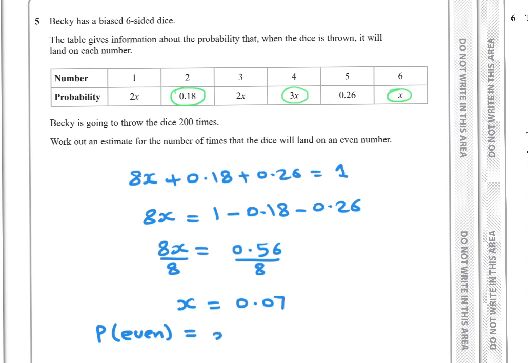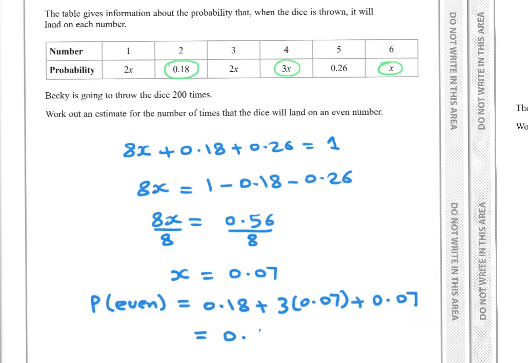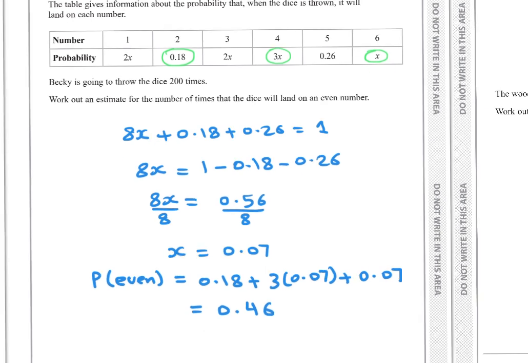Now probability of even number equals 0.18 plus probability of 4, which is 3x. So 3 times 0.07 plus probability of 6, which is x. So plus 0.07 equals 0.46. To find the number of times, we need to multiply 0.46 times the total number, which is 200, equals 92.